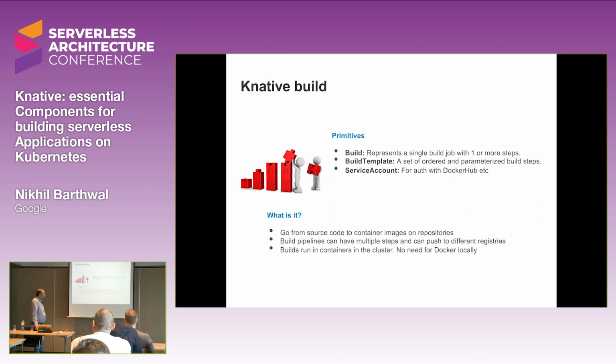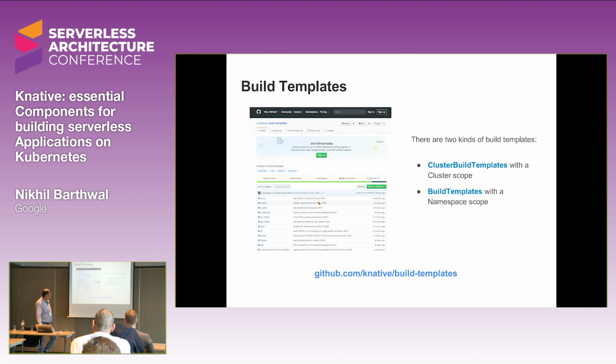And you can have build pipelines with multiple steps, and builds run in containers, so you don't really need to run Docker locally. So this is an example. That's the build templates website. I'll go to the Knative GitHub repository in a short while, but that's an example. They are basically cluster builds. So you can have cluster scope, or you can have build templates with namespace scope.